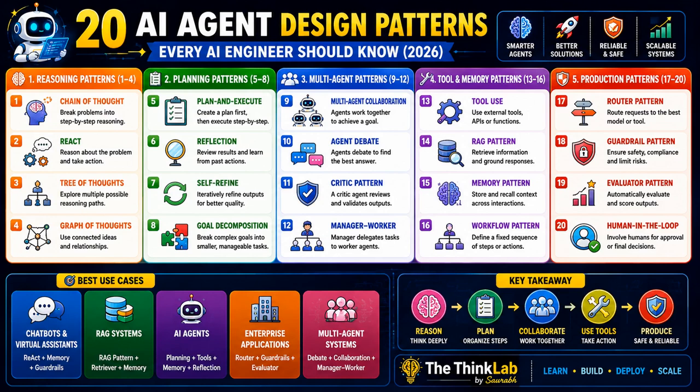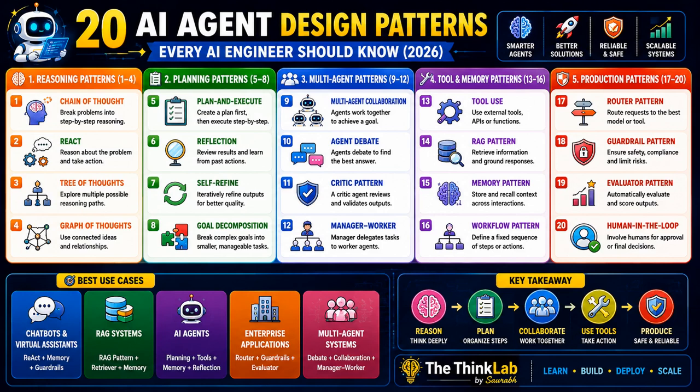So in today's video, we will learn 20 important AI agent design patterns. If you want to build a smart AI chatbot, RAG system or enterprise AI application, these design patterns are very important. Think of a design pattern as a proven solution to a particular common problem, right? So instead of building everything from scratch, you can reuse these patterns.